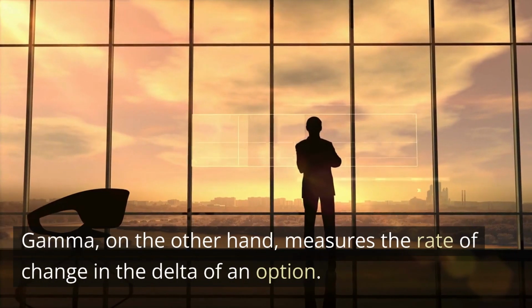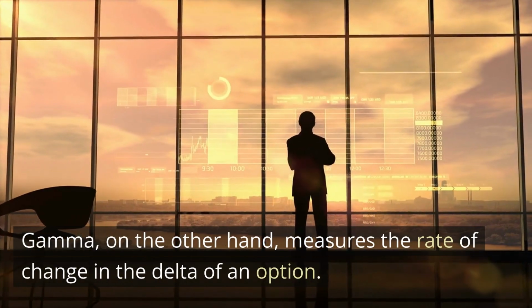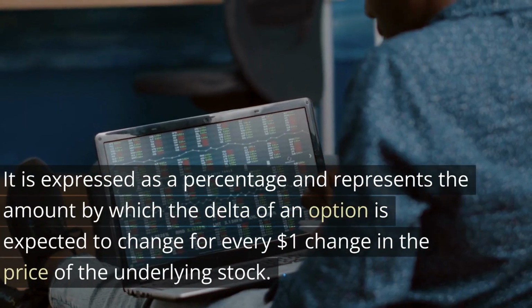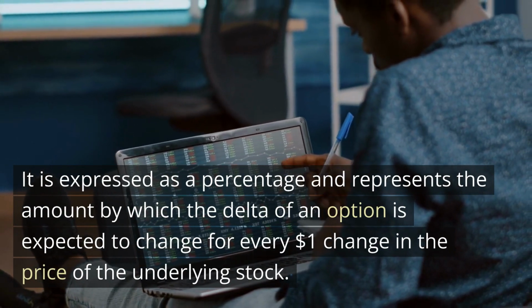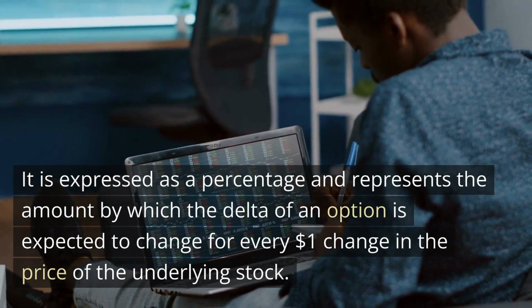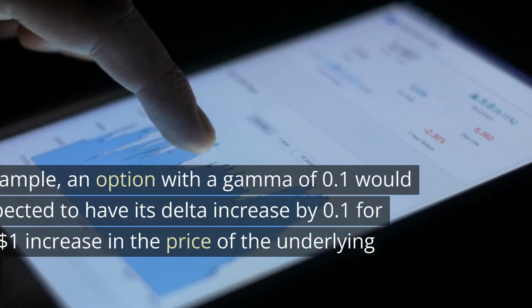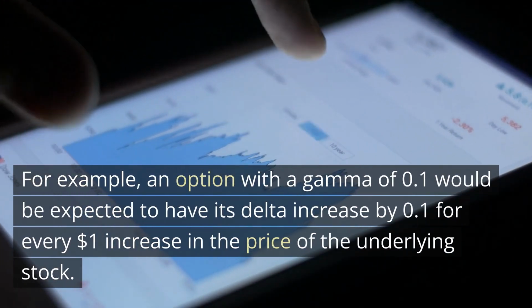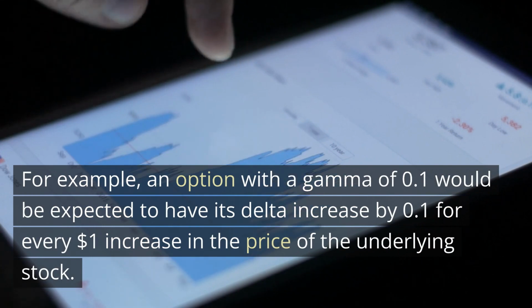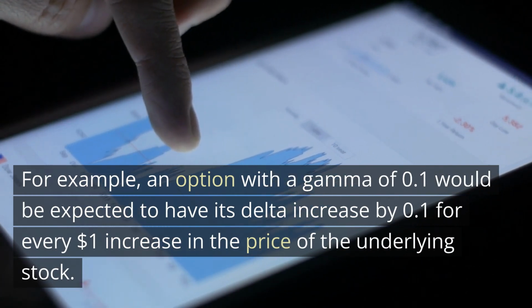Gamma, on the other hand, measures the rate of change in the delta of an option. It is expressed as a percentage and represents the amount by which the delta of an option is expected to change for every $1 change in the price of the underlying stock. For example, an option with a gamma of 0.1 would be expected to have its delta increase by 0.1 for every $1 increase in the price of the underlying stock.